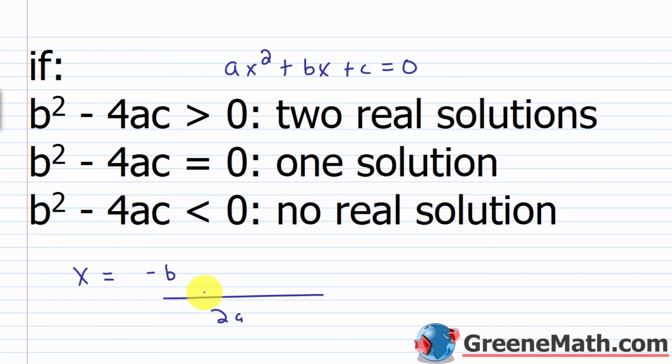The last scenario is that b squared minus 4ac is less than 0. When we see this, we don't have a real solution. Remember, we covered what to do in this case: you use complex numbers, and we bring in our imaginary unit i. But when this occurs, we will not have an x-intercept.